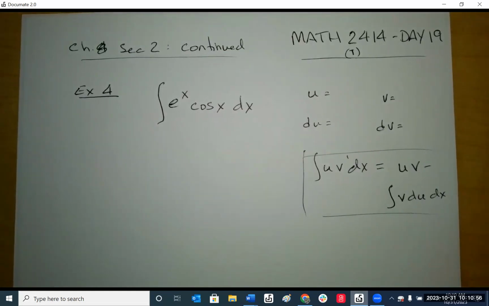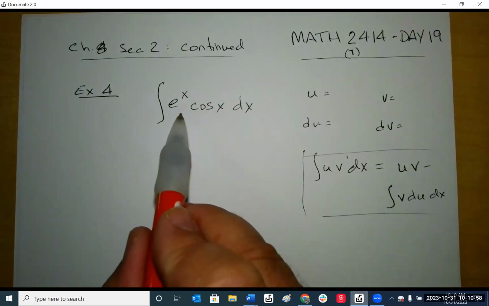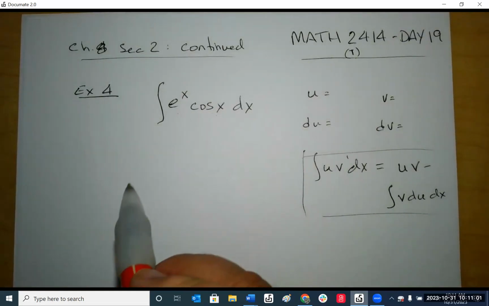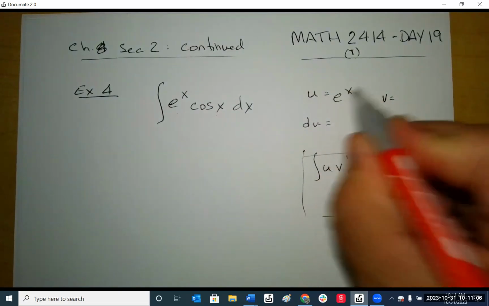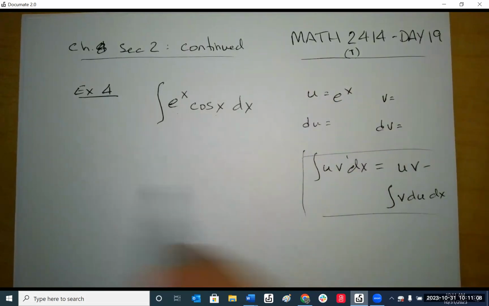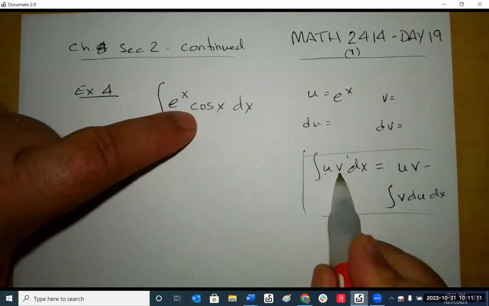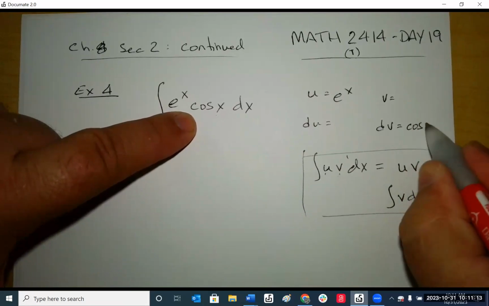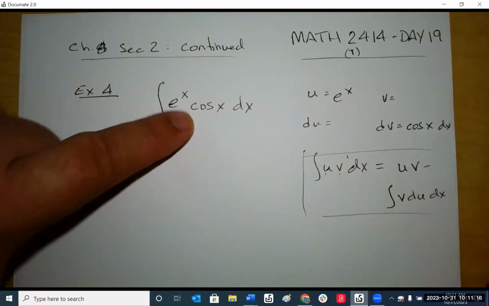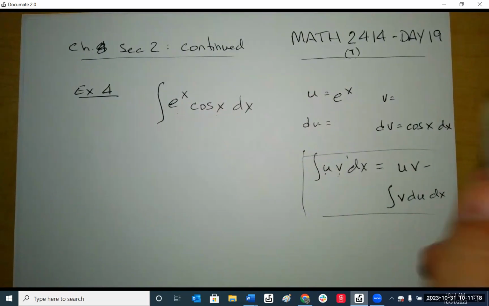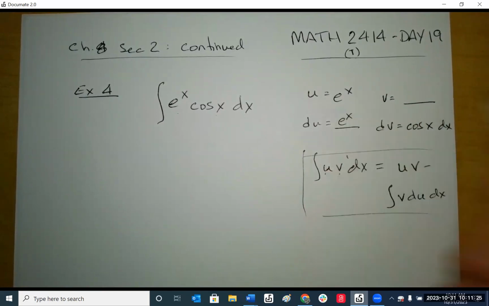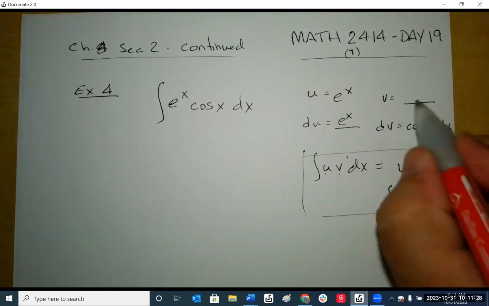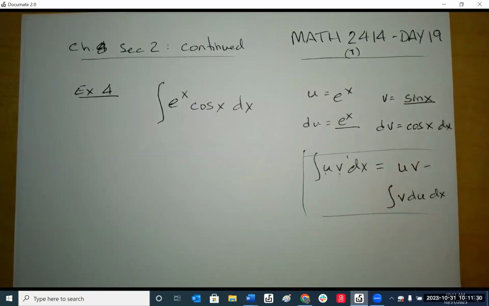So looking at our example here, both of these will continue forever and ever. So it's the easiest one. Call it e to the x. Remember, this is the u. That's the v prime, so that's cosine x dx. So we have to find these two, so we can plug in the rest. The derivative of e to the x is e to the x. The integral of cosine is sine x.